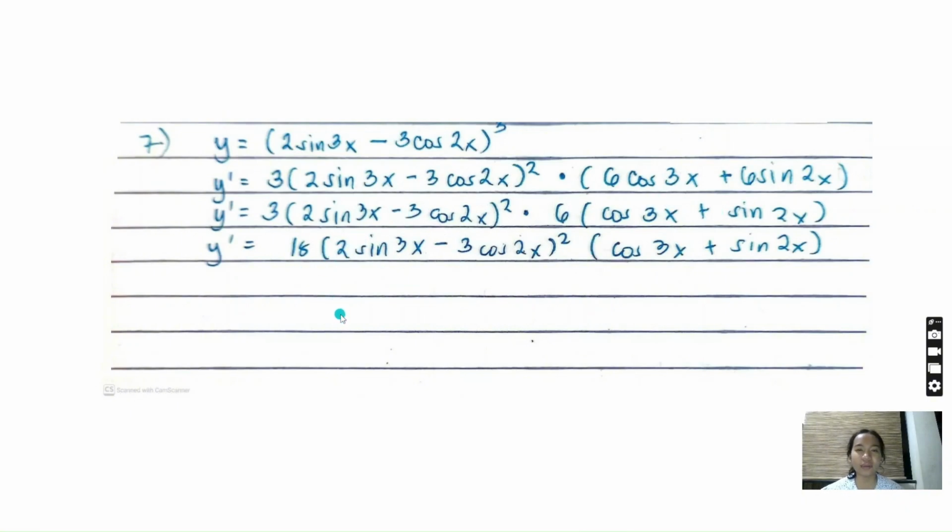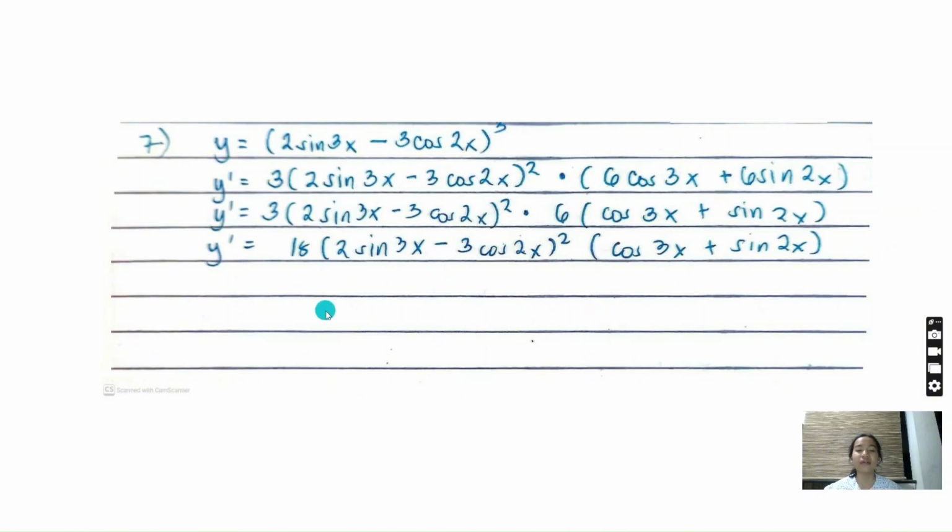And now to move forward, we are going to multiply the quantities here. So the very first thing that we are going to multiply is the outside quantities, which are 3 and 6. So 6 times 3, that is 18. And then here, we just copied the quantities inside, which is 2 sine 3x minus 3 cos 2x, and we just copied the inside quantities here, which is cos 3x plus sine 2x. Multiplying them all together, it still remained the same because we cannot multiply them.